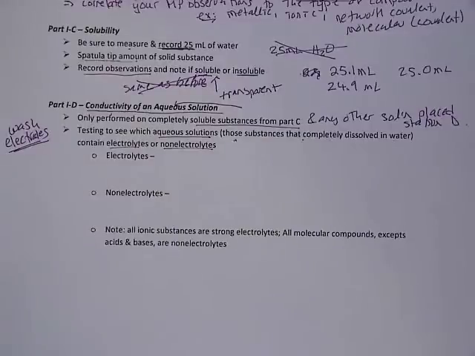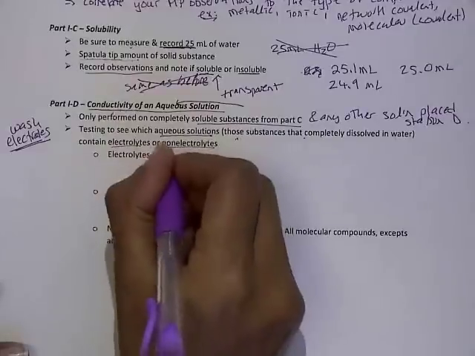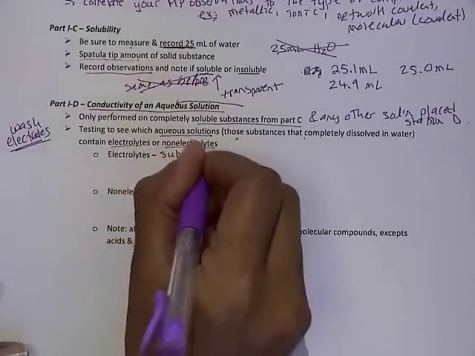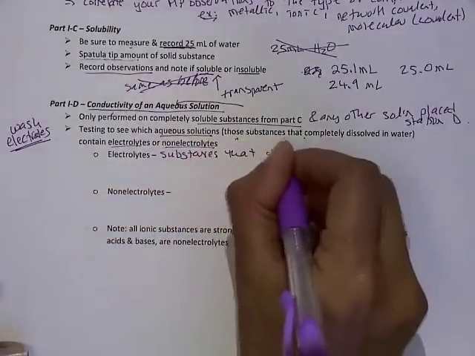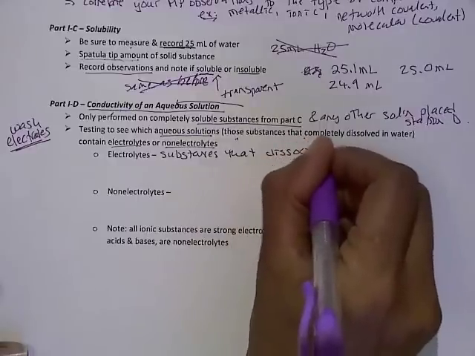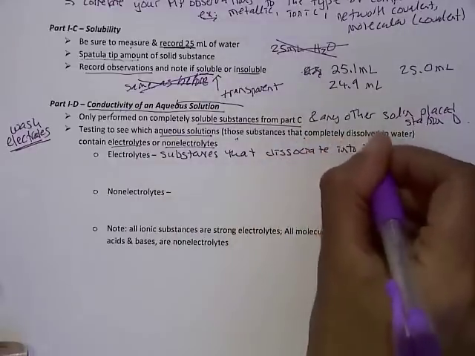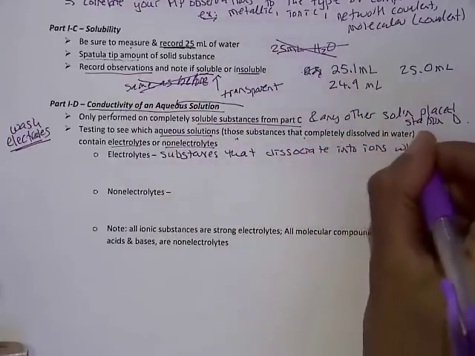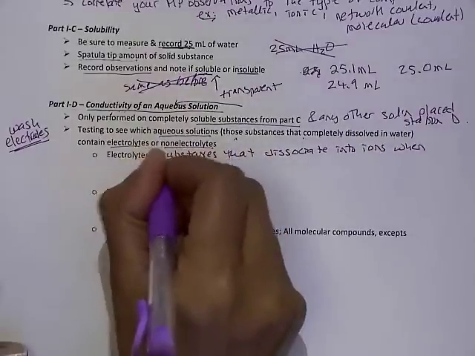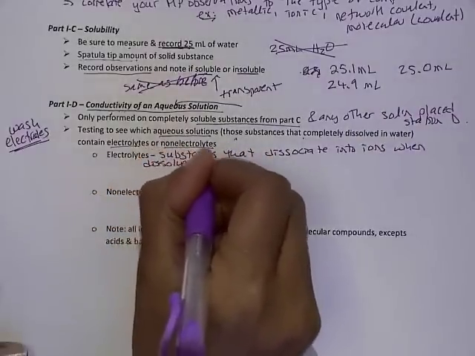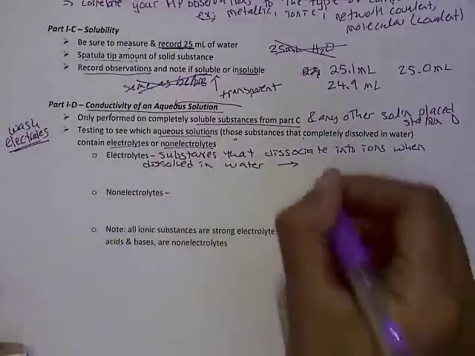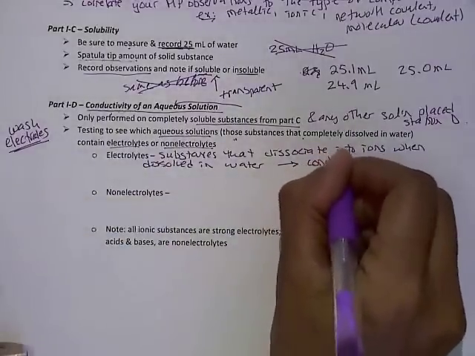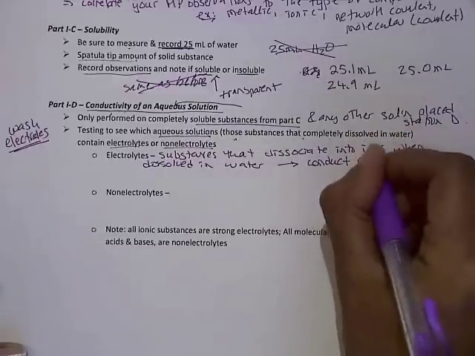Electrolytes, non-electrolytes, this might be new to you, so let's go over what they are. Electrolytes are basically any substance that dissociates into ions when dissolved in water. As soon as you have ions in water, that conducts electricity.